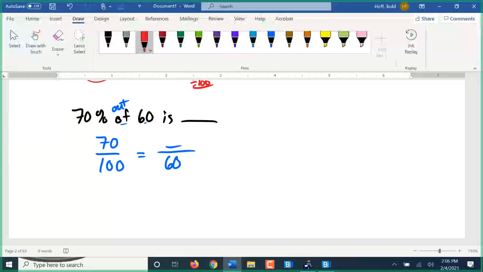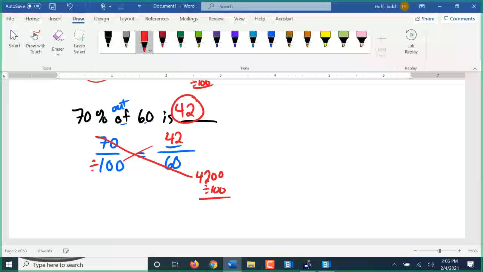Once again, we're going to cross multiply and divide. We find the two numbers that are diagonal. That's the 70 and 60. That multiplies to be 4,200. And we divide by the 100, which is diagonal with our missing number. 4,200 divided by 100 is 42. So 70% of 60 is 42.